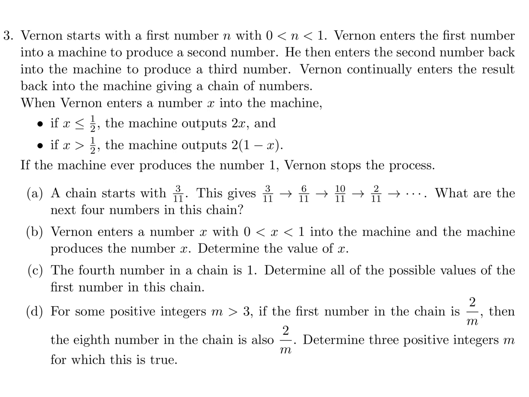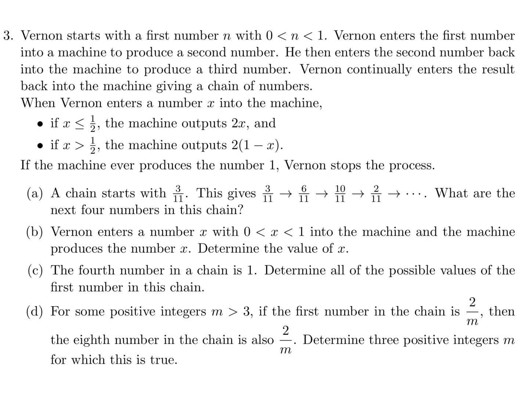Vernon starts with the first number n, with n between 0 and 1. Vernon enters the first number into a machine to produce a second number. He enters the second number back into the machine to produce the third number. Vernon continuously enters the result back into the machine, giving a chain of numbers. When Vernon enters a number x into the machine, if x is less than or equal to 1/2, the machine outputs 2x. If x is greater than 1/2, the machine outputs 2 times 1 minus x. If the machine never produces the number 1, Vernon stops the process.